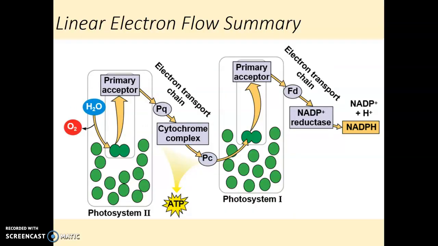So this is just another image of how it works. You've got your water coming in to replace the electrons that are used by the P680, and then those electrons are transferred down the electron transport chain, where they're taken in by the P700, and then excited again, and then down the electron transport chain to form NADPH. And this movement down the electron transport chain drives in hydrogen protons, which creates a concentration gradient, and then that goes through chemiosmosis to produce ATP.